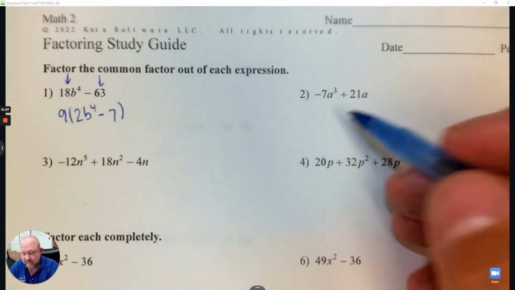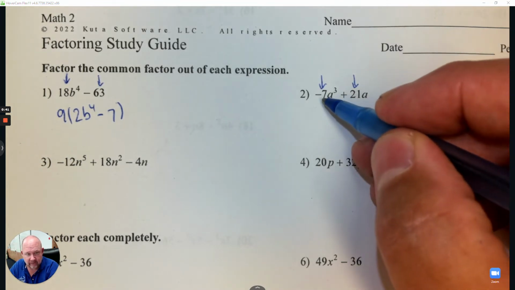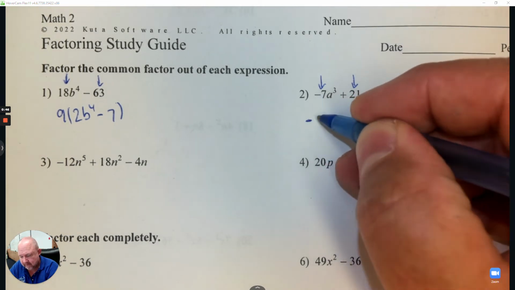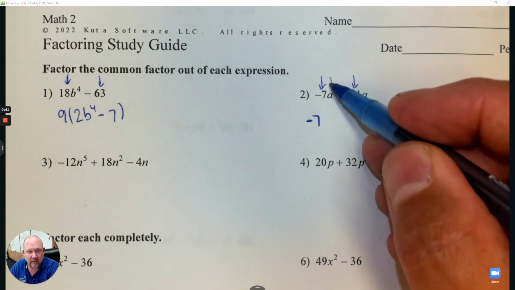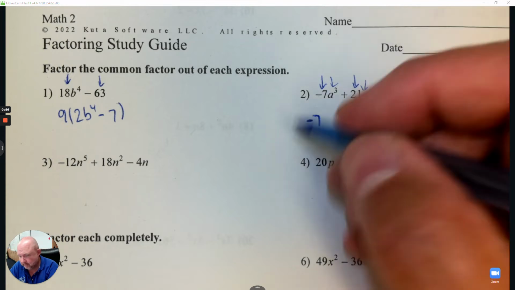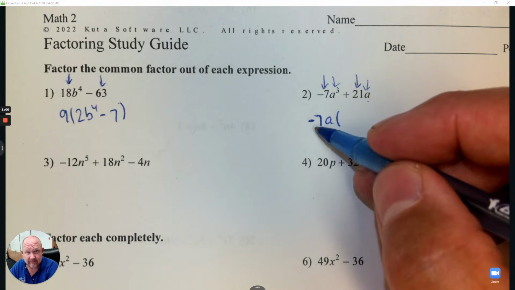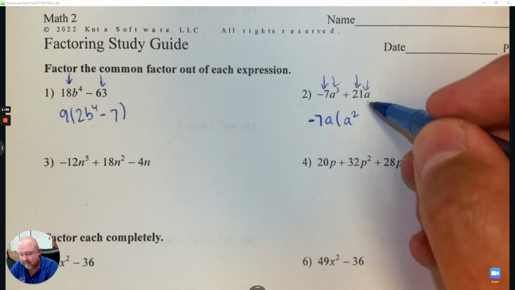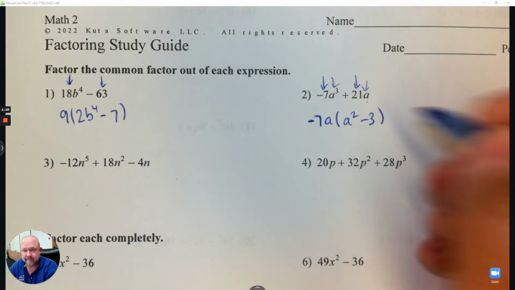In number 2, same thing. I first look at the number. What's the largest number that goes into 7 and 21? And you can take out 7 or negative 7. Both are correct. I'm going to factor out negative 7. And they both have algebra, so I take out the variable with the smallest exponent. That's called the greatest common factor, and then you divide. So negative 7 divided by negative 7 is 1. Subtract the exponent, so it's 1a squared. 21 divided by negative 7 is negative 3, and the a's cross out.